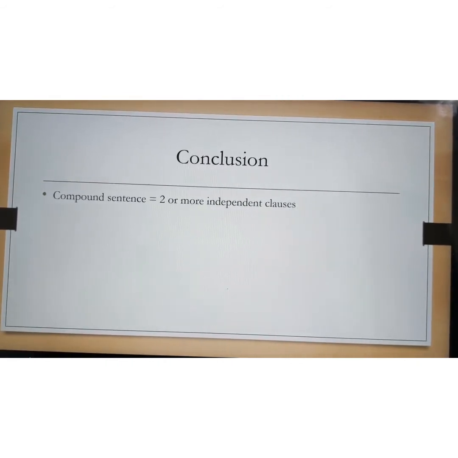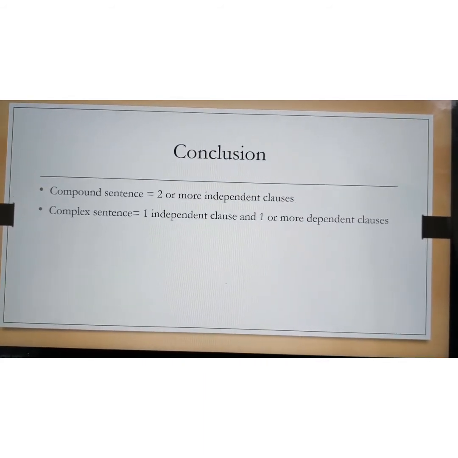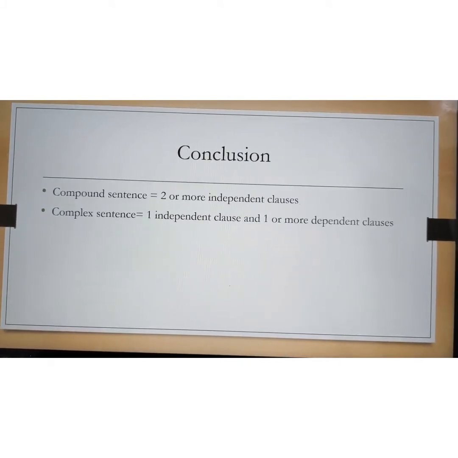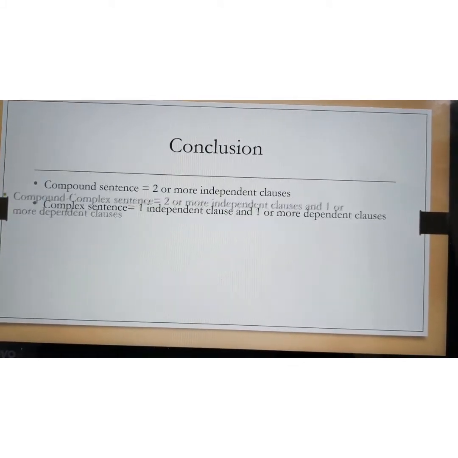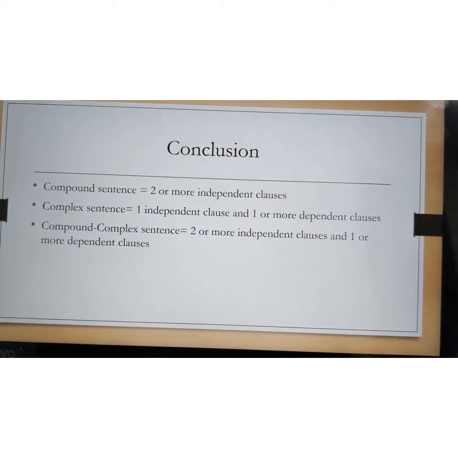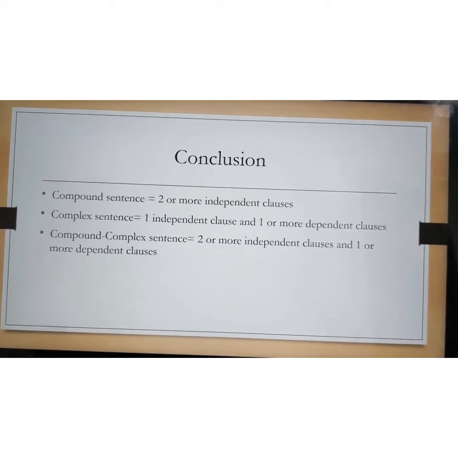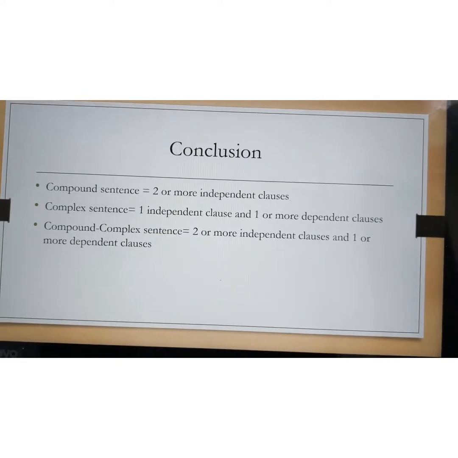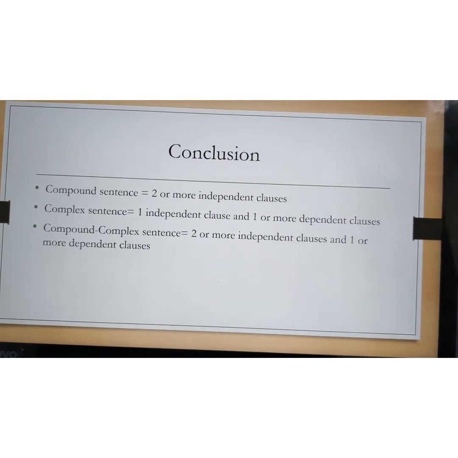All right? So, in conclusion, today we know that a compound sentence has two or more independent clauses that can stand by themselves. They make sense on their own. A complex sentence is one independent clause and one or more dependent clauses. And a compound complex sentence has two or more independent clauses and one or more dependent clauses.